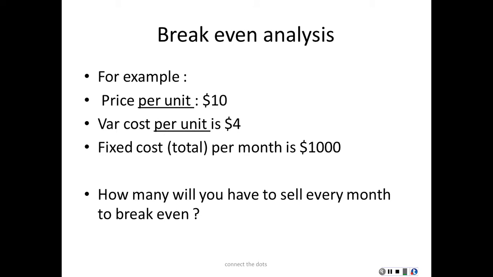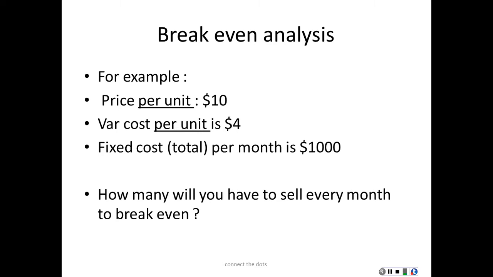They sell one item and they sell it for $10. So the price per unit is $10. And let's say that the variable cost to make each one of them is $4. So in this example, each one is sold for 10 and each one's variable cost is $4.